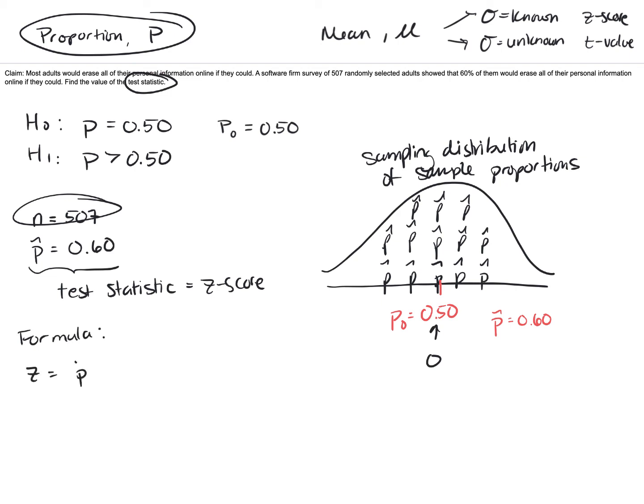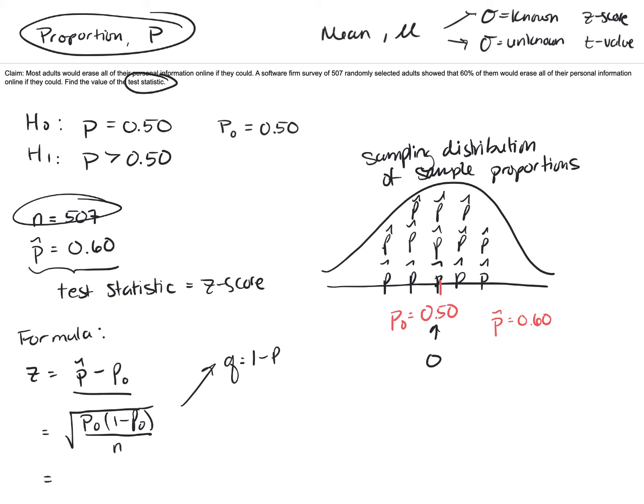To do that, if you use the formula, the appropriate formula is z is equal to your p hat minus your null hypothesis value, divided by the square root of the null hypothesis value times 1 minus the null hypothesis value. And just off to the side here, sometimes we call that Q. So Q is just the complement of P. Whatever P is, Q is just 1 minus P. And then we divide all of that by our sample size of N.